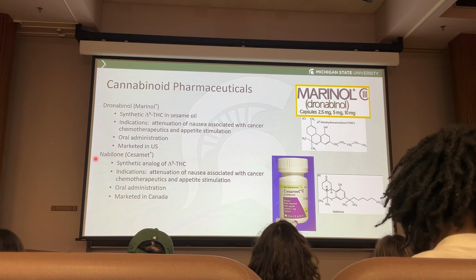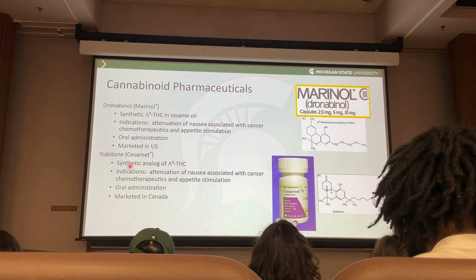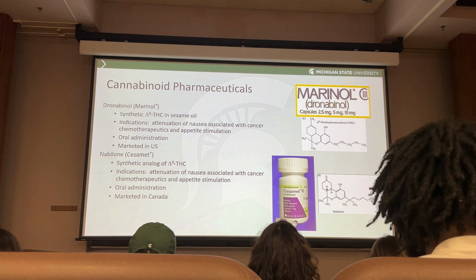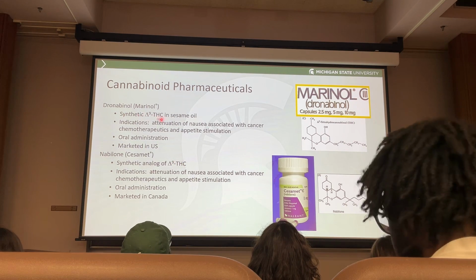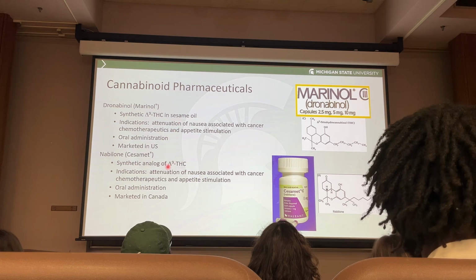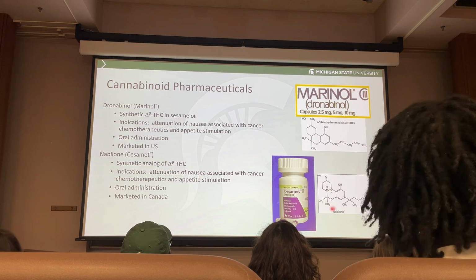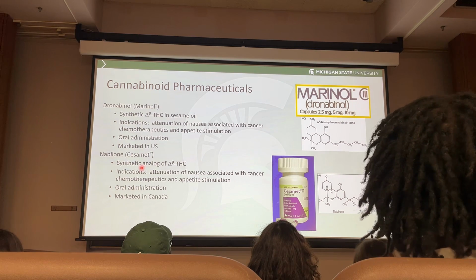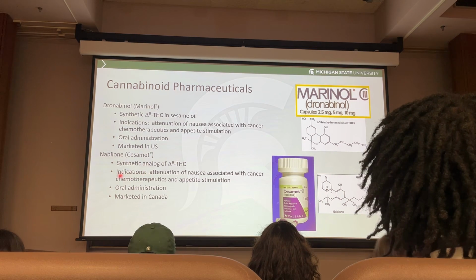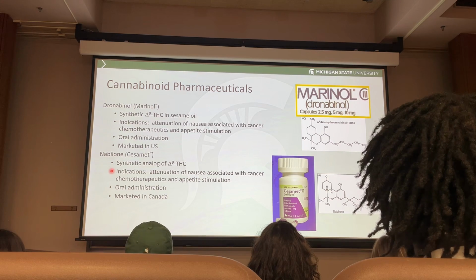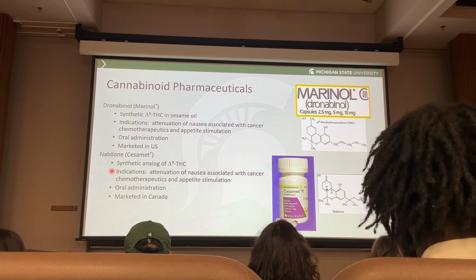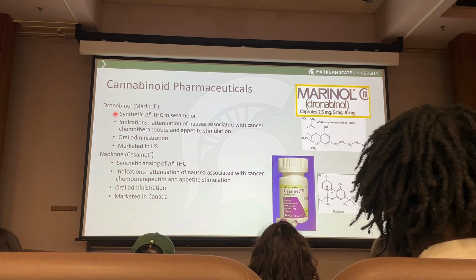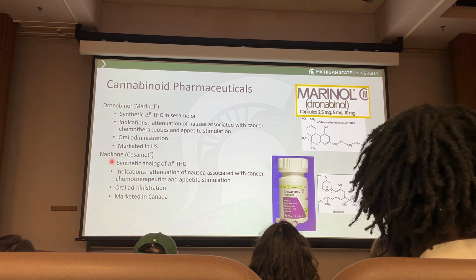But that's dronabinol. Nabilone, a synthetic analog of THC again. Well, this is an analog. So dronabinol is actually THC that's synthesized and immersed in sesame oil. Nabilone is an analog, the structure of which is shown there. This is for the same space, right? This is for people undergoing chemotherapy that are nauseous and don't have an appetite. So both of these drugs are released in the same space, but the difference is one is actual THC and one is a THC analog.